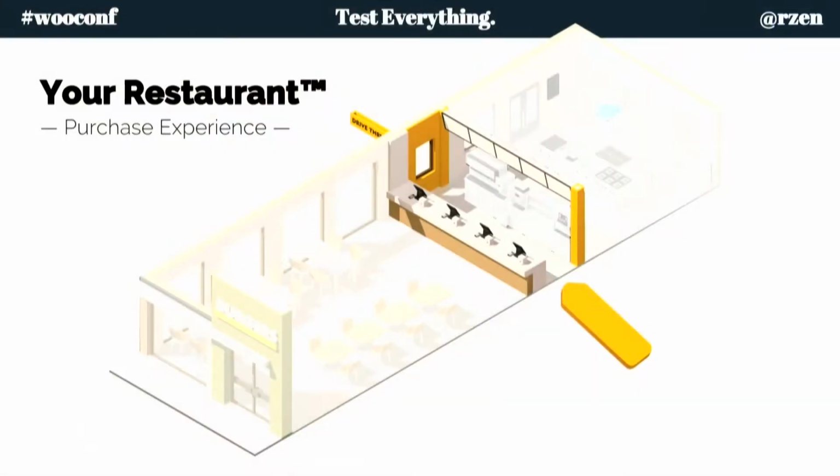Then they get to the counter. This is where they make their purchase, ideally, right? This is the point of sale. How easily can they navigate the menu? Can they even see the menu? Do they know where to look? Are there too many things on the menu, too few things on the menu? Can they find what they want?